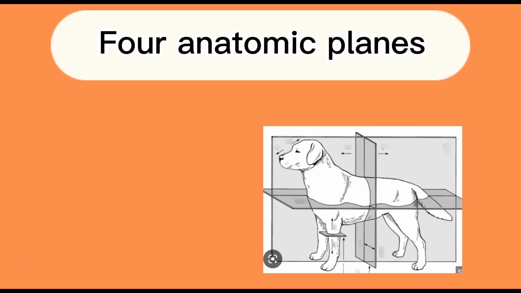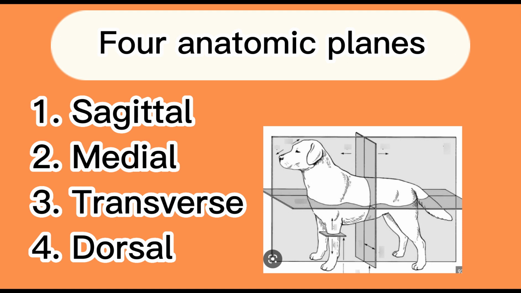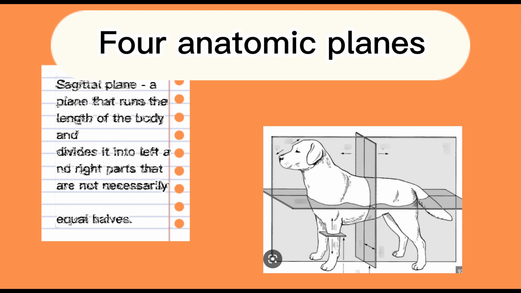Four anatomical planes of reference: 1. Sagittal. 2. Median. 3. Transverse. 4. Dorsal. Sagittal plane, a plane that runs the length of the body and divides it into left and right parts that are not necessarily equal halves.